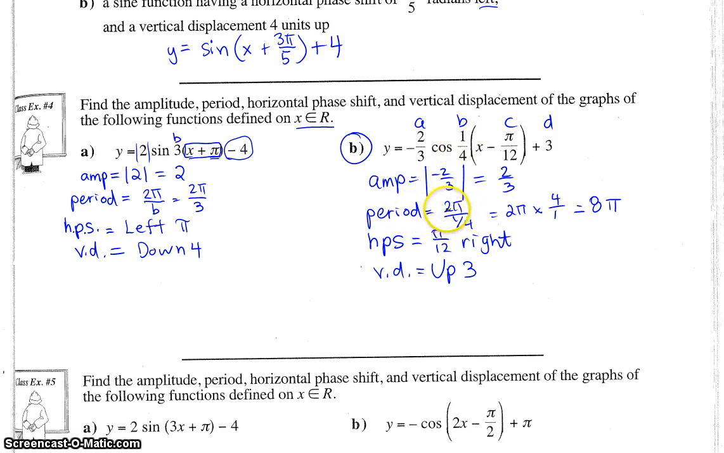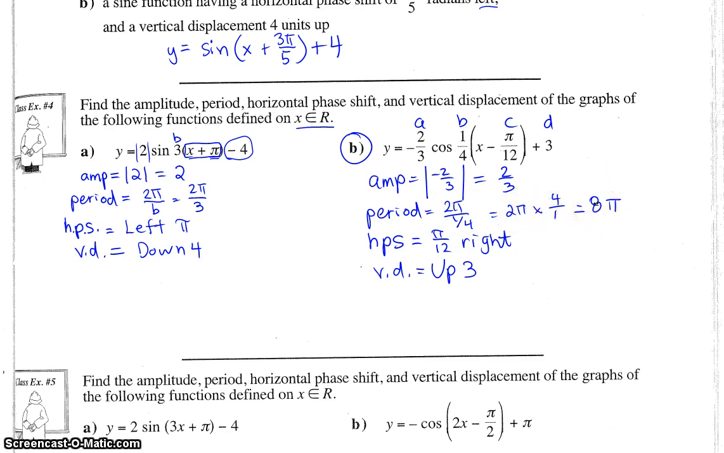So period would equal 2 pi over our B value, which is 1/4. Now we have basically a fraction within a fraction, so think of it this way. 2 pi divided by 1/4 would be the same as multiplying by the reciprocal. So 2 pi times 4 over 1 equals 8 pi.